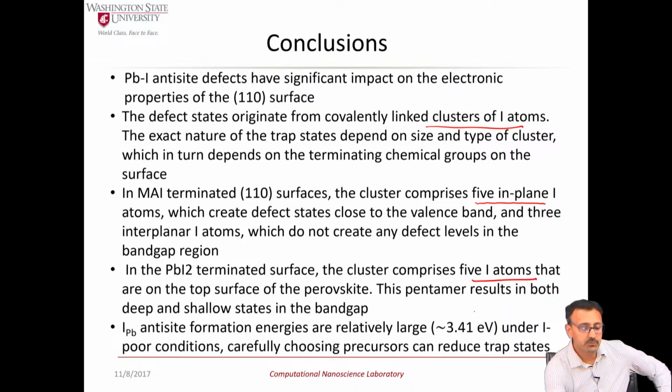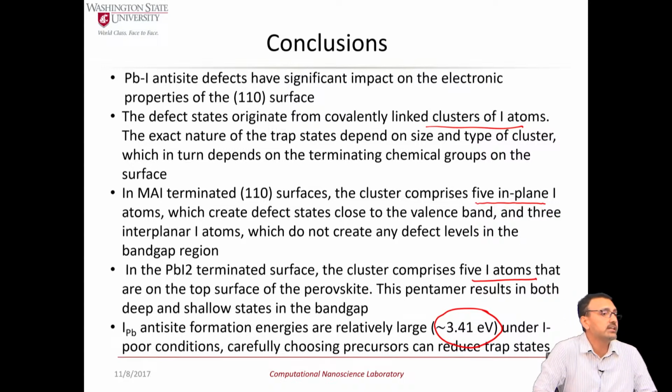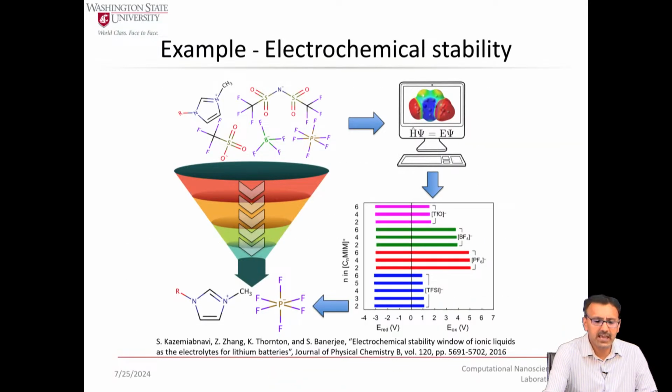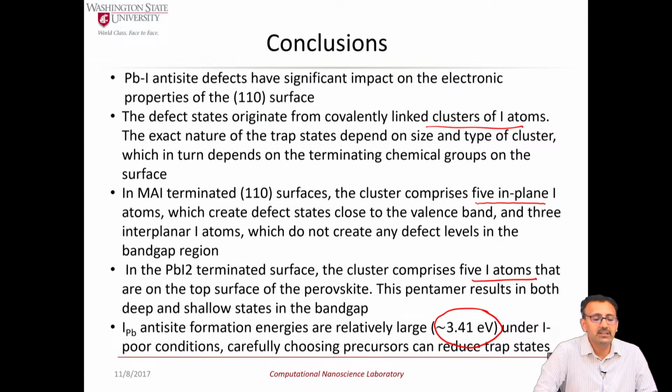Now, in practical applications, the anti-site formation energies are relatively large under iodine poor conditions. So if you are trying to get around this, then this says that you would have to use precursors that are not so rich in iodine, so that you don't have these clusters forming, and that would reduce the chances of those trap states that ultimately would lead to loss of performance in the perovskite photovoltaic solar cell. So I think that's all I have. I have another example, but I don't think we'll make it. It's going to take quite a bit.